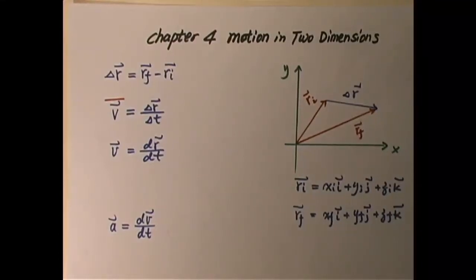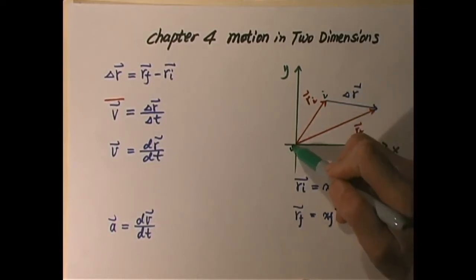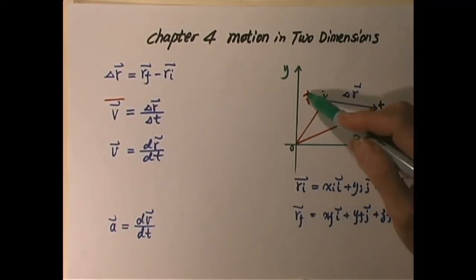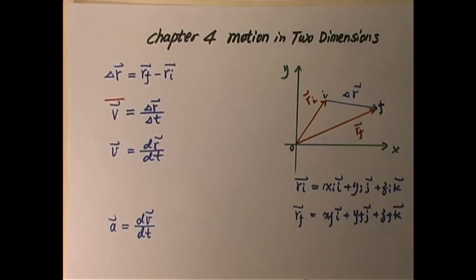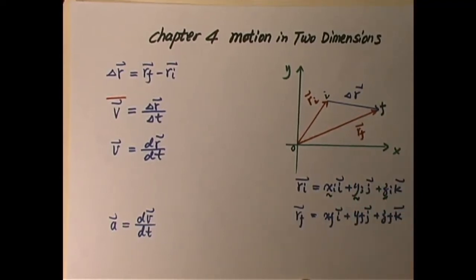Chapter 4: Motion in 2 dimensions. We just learned about vectors and the coordinates. Say for example, this is the initial position vector r_i, that's the final position vector r_f. We learned that a vector can be expressed mathematically by its x, y, and z position.